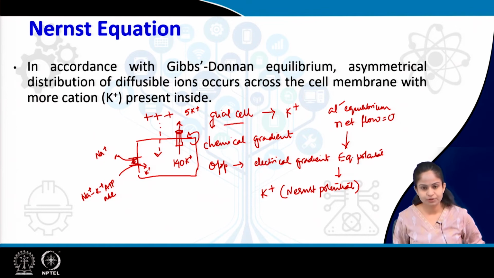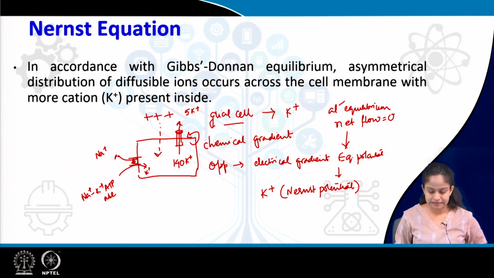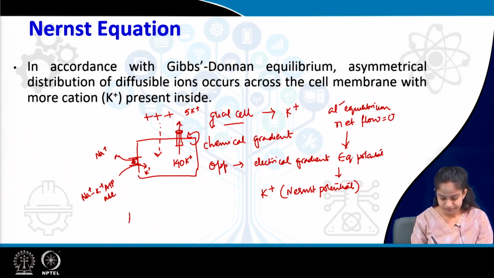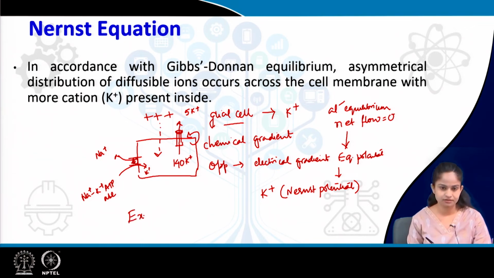So, this equilibrium potential or Nernst potential of potassium we can usually record with the help of microelectrodes. But if we do not have microelectrodes, we can calculate it by using the Nernst equation. The Nernst equation states E_x, where X is the ion, whichever ion, whether it is potassium or sodium. At one time you can only calculate one ion.